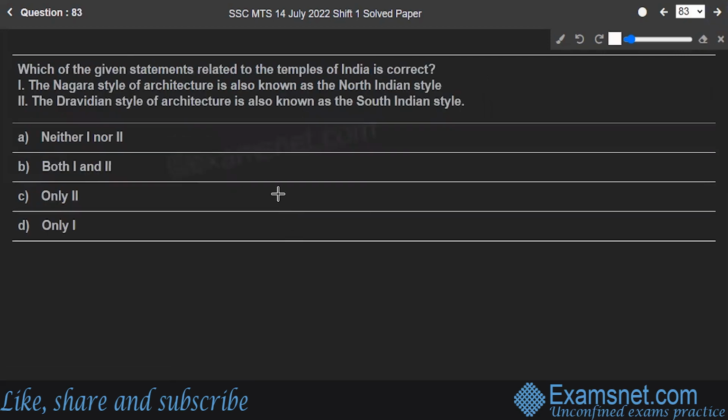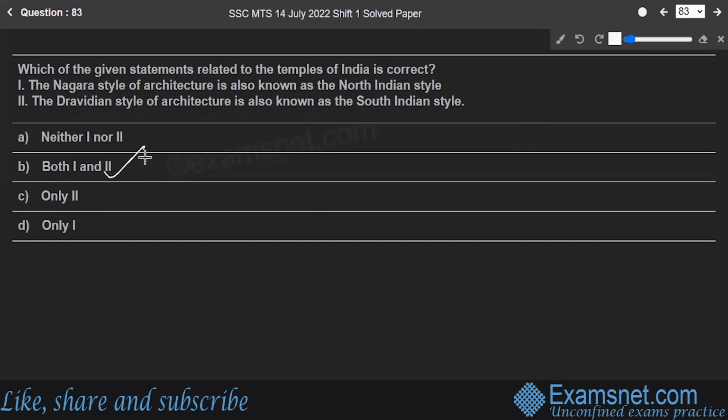Which of the following statements related to the temples of India is correct? Statement one: the Nagara style of architecture is also known as the North Indian style. Statement two: the Dravidian style of architecture is also known as the South Indian style. So, which is the correct one? Neither one nor two, both one and two, only two, or only one. Well, the correct answer is both are correct.